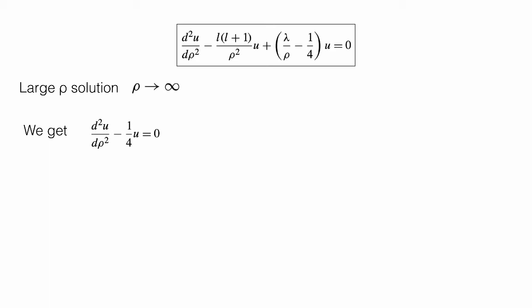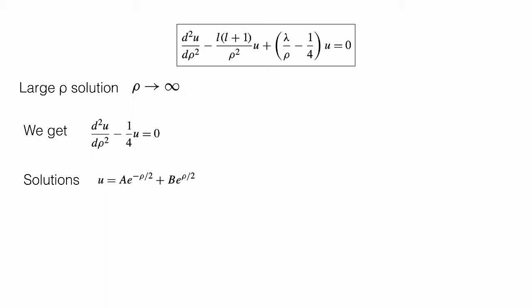Again, same thing as we have done so many times before. We have a function which, when we take twice its derivative, we obtain the same function times a number. There is only one kind of function that does that, the exponential, right? Exponential with a real argument. So the only two solutions are e to the power minus rho over 2 and e to the power rho over 2.